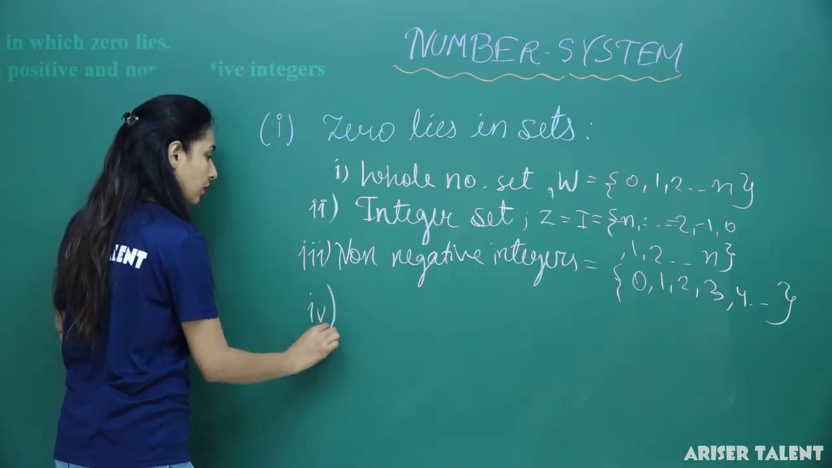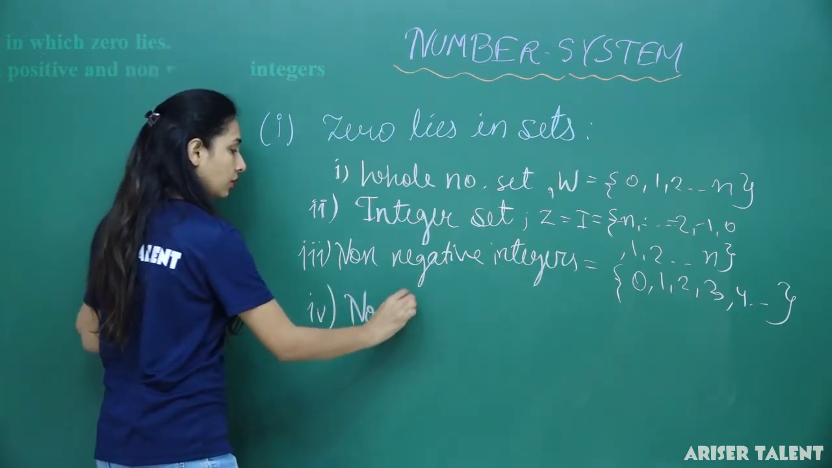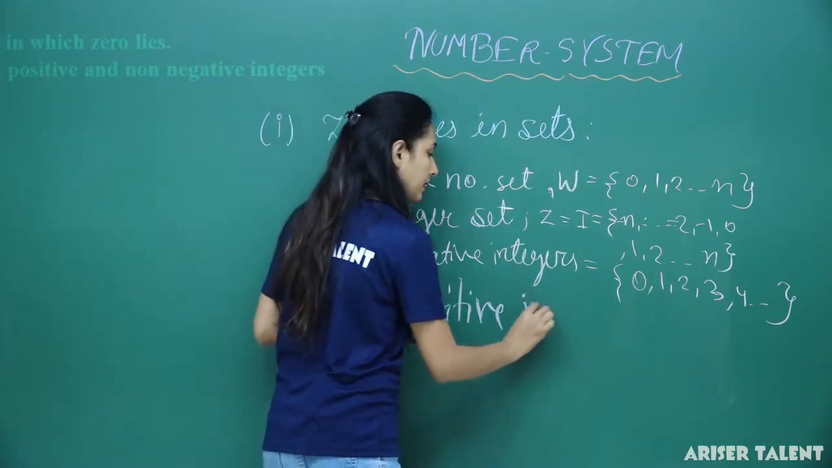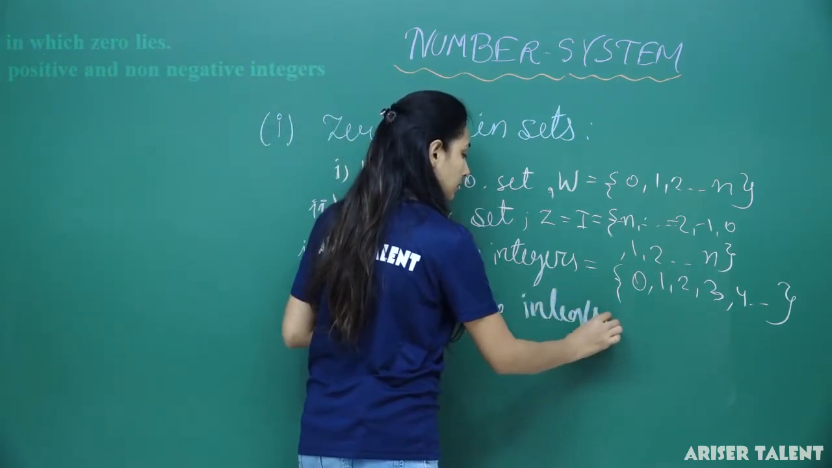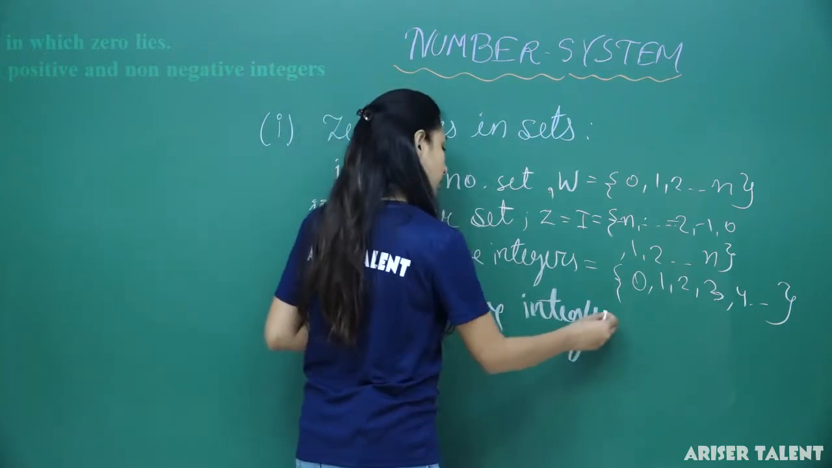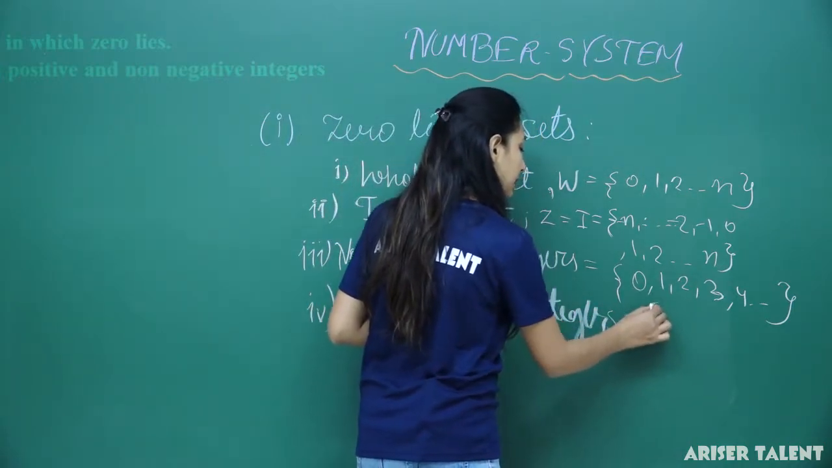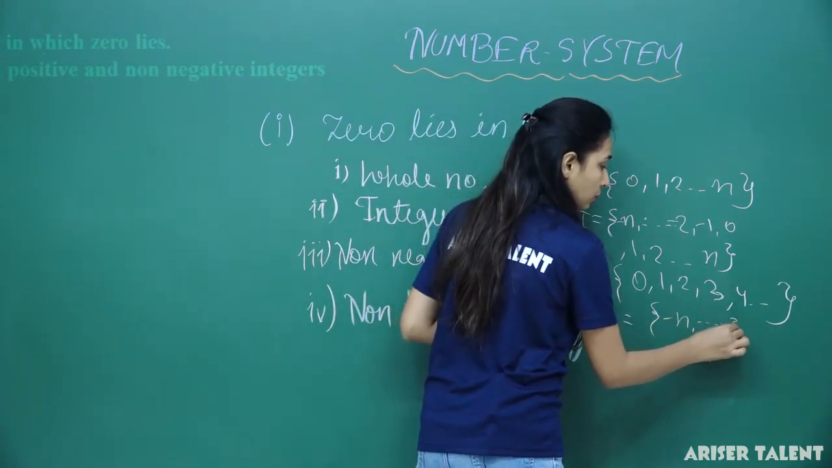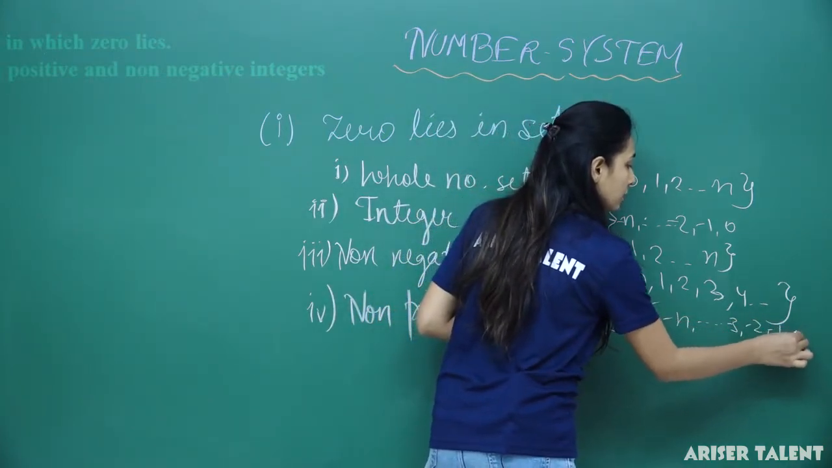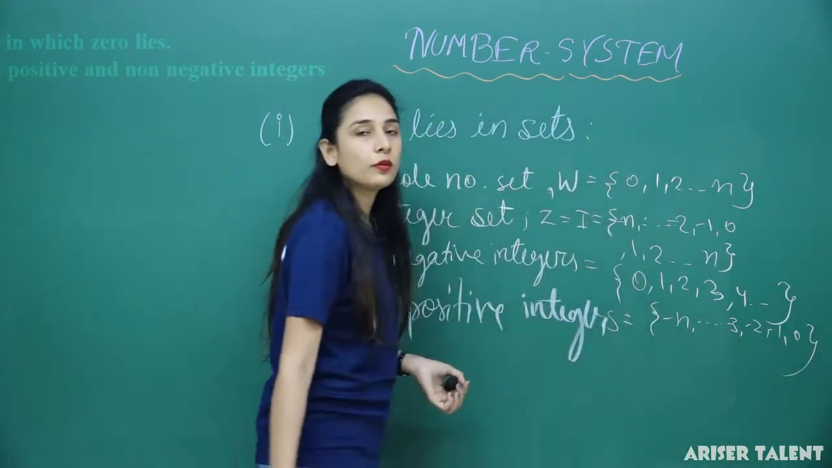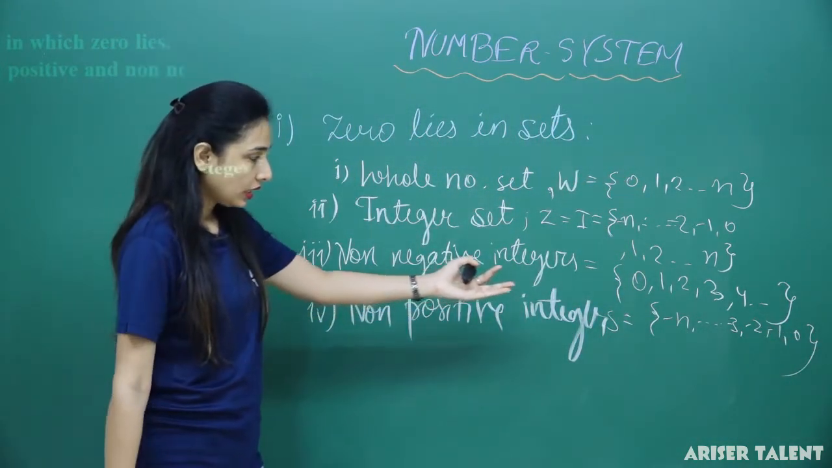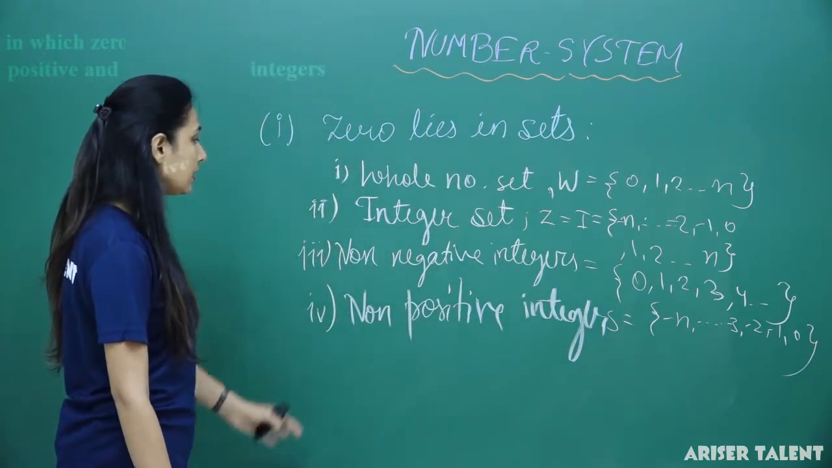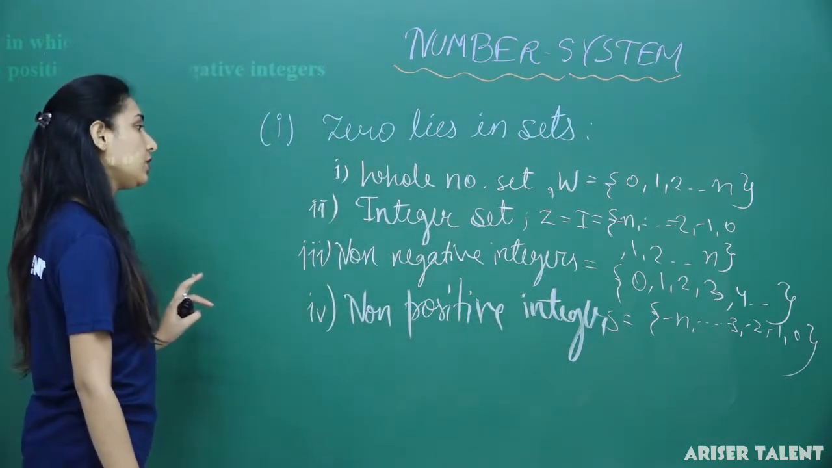Then the fourth one, non-positive integers. Non-positive integers means from minus n to minus 3, minus 2, minus 1, 0. So, that will be 0, minus 1, minus 2, minus 3, and in this way down to minus n. So, these are the sets including 0.